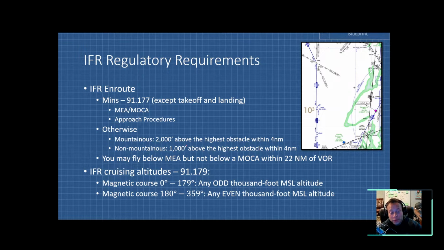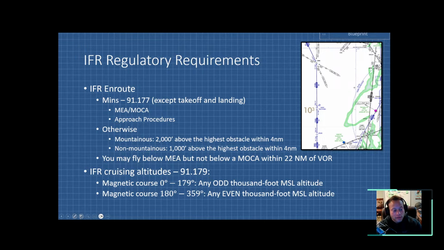Now, if you're not on an airway, then you've got some additional regulations here. If you're flying over mountainous terrain, you must be 2,000 feet above the highest obstacle within a 4 nautical mile radius. And if it's non-mountainous, then it needs to be 1,000 feet above the highest obstacle within a 4 nautical mile radius. Now, you can technically fly below an MEA, but you cannot fly below a MOCA, except within 22 nautical miles of the VOR. Now, the MEA guarantees reception and obstruction clearance, but the MOCA only guarantees obstruction clearance. So just be aware of that.